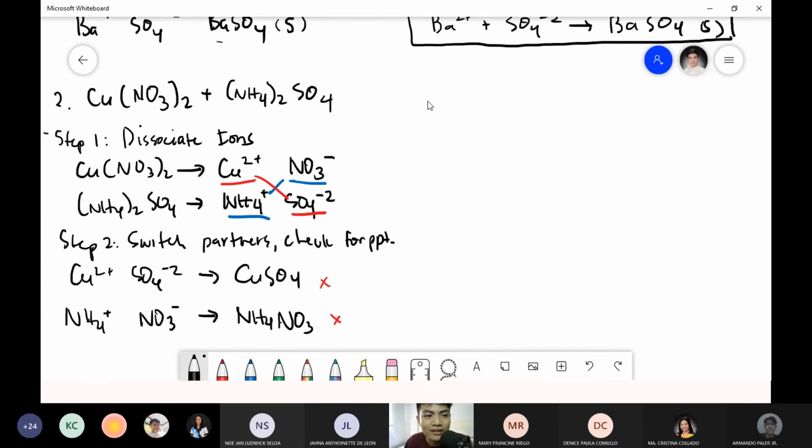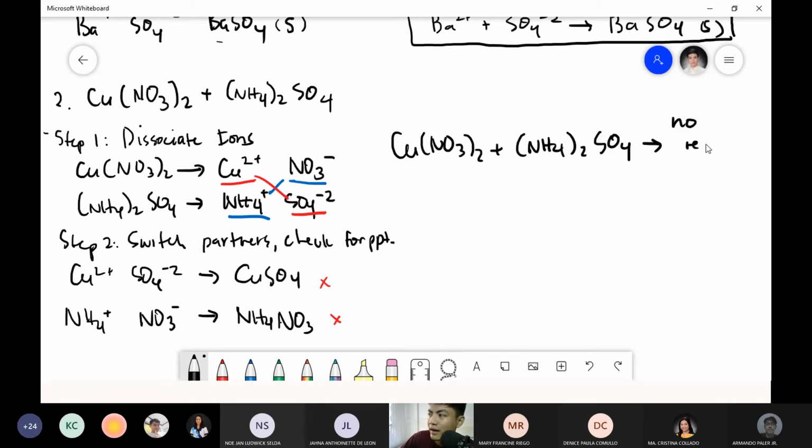Anong gagawin ko, sir, pag ganun na? Pag walang precipitate, ganito isusulat mo. Copy your reactants. Okay, so these are your reactants. Ang susulat mo sa right side, no reaction. Okay, no reaction. Hindi mo isusulat to. Pwede mo rin isulat, pero mali yan.